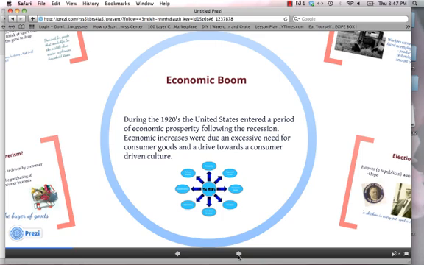During the 1920s, the United States entered a period of economic prosperity, or economic successes, following the recession after World War I. The economic increases were due to an excessive need for consumer goods and a drive towards a consumer-driven culture. So we'll talk about what a consumer means and why this led to this economic increase.